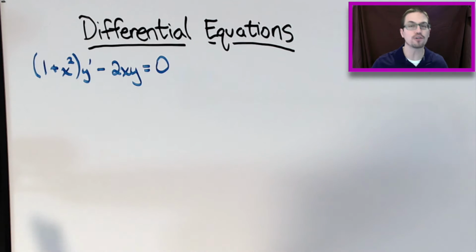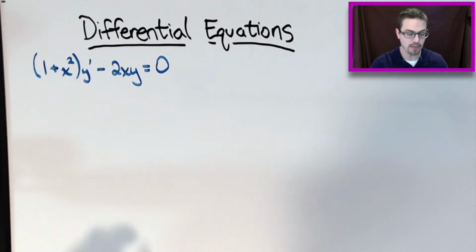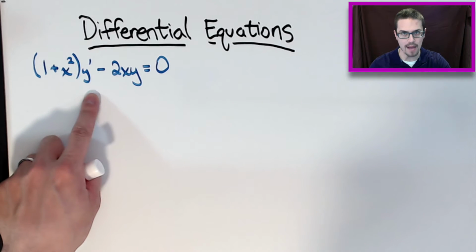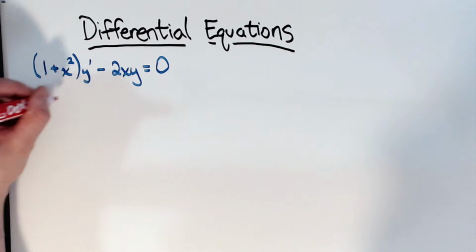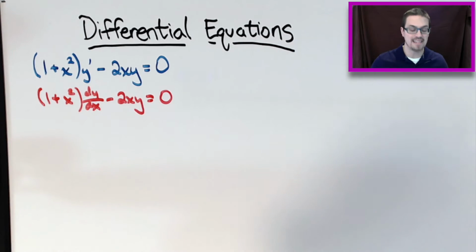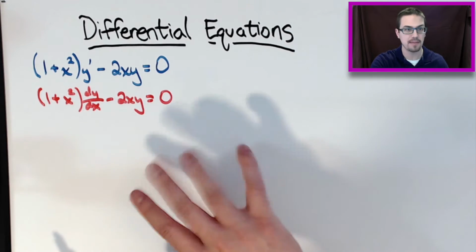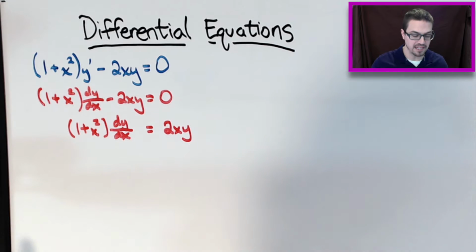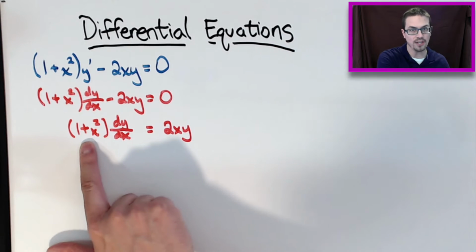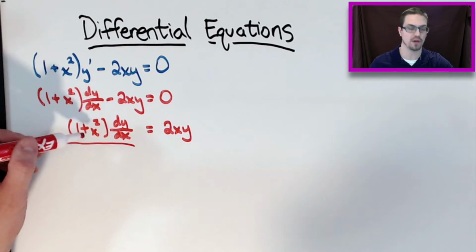equals 0. So the first thing that you're going to want to do is separate the variables so you have y's on one side and x's on the other. But before we do that, I'm going to turn this y prime into dy/dx just so it's a little bit easier to work with. All right, next I'm going to put this 2xy on the other side just to separate these variables a little bit. All right, so from here now, I'm going to get this 1 + x^2 over on the other side. So I'm going to divide by 1 + x^2 on both sides.